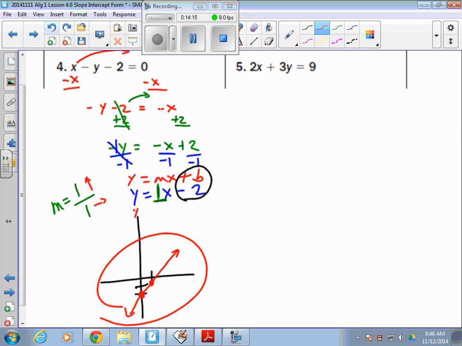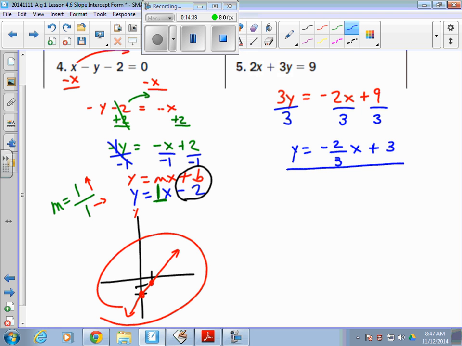Move 2x over by subtracting 2x. When you subtract it from the left and subtract it from the right, you're going to have negative 2x plus 9. Not quite mx plus b. Do one more thing by dividing by 3. Make sure you divide this and this by 3. Y equals negative 2 divided by 3 x, and then 9 divided by 3 is plus 3. Now that you have mx plus b, you can graph the equation.